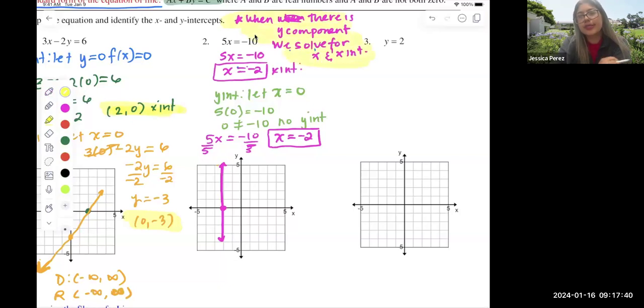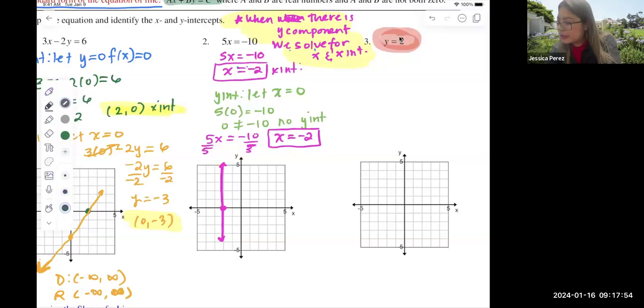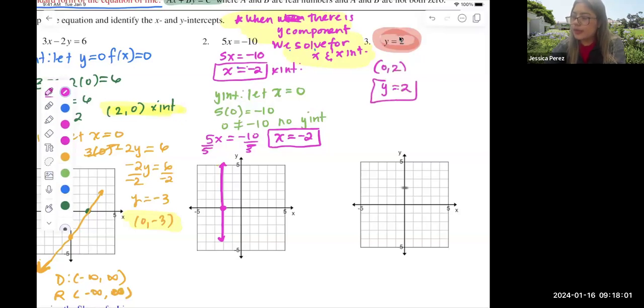Okay, so this one was kind of tricky. Same thing here. Now this one is just giving us a piece of information saying y equals 2. So if my y value is 2, that means I'm right here. So y equals 2, this is my y-intercept. And then there's no x equals 0 point, so x equals 0 when y is equal to 2.